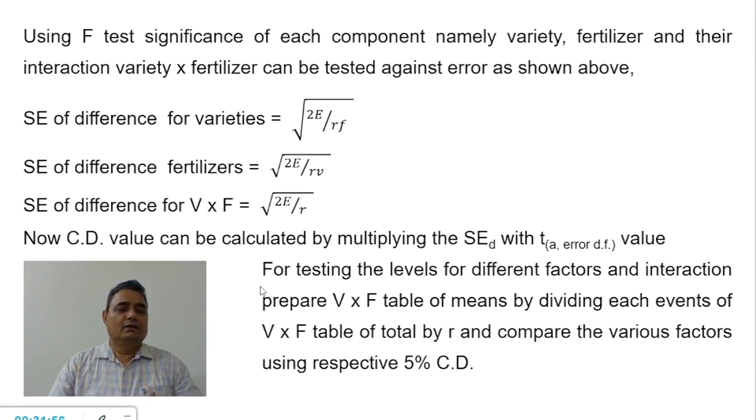If you want to compare any levels, suppose the levels of factor A, then two levels are taken at a time and we find out their absolute difference. If that difference is greater than the CD for that factor, we declare that these two levels differ significantly. Similarly for the interaction table also.